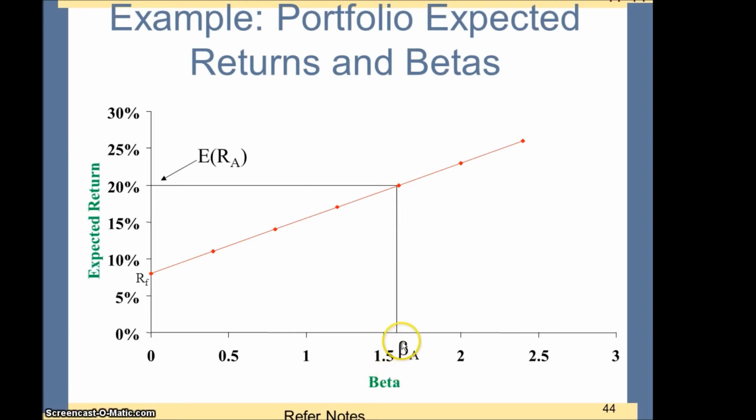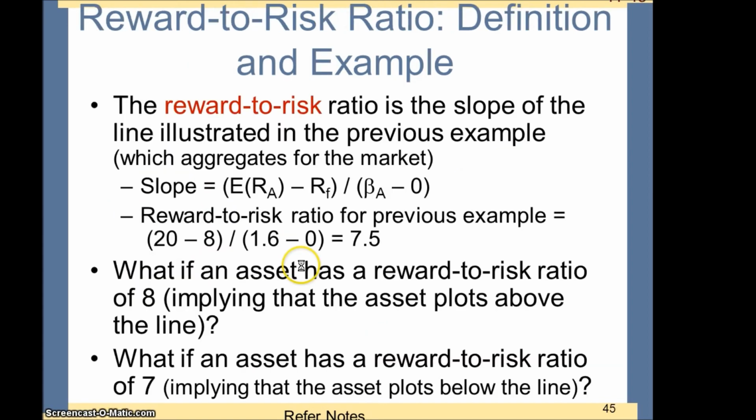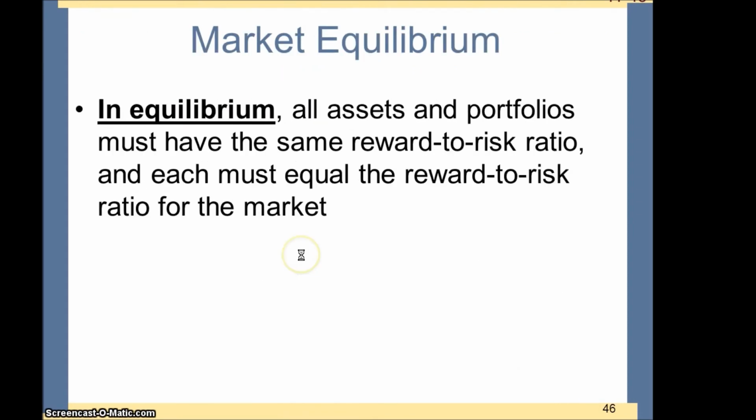Alright, now if the beta is 0.5, then the expected return that you get is about 13%. But if you are bearing 1.5 market risk, you will be awarded with 20% expected return. So the higher the beta, the higher the expected return, the higher the reward. Okay, reward to risk.